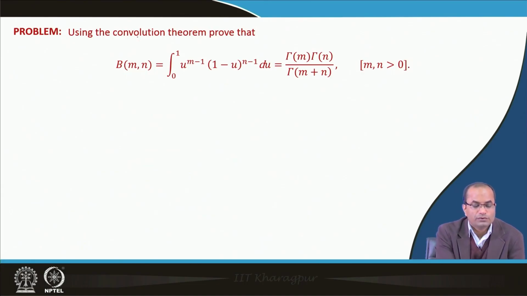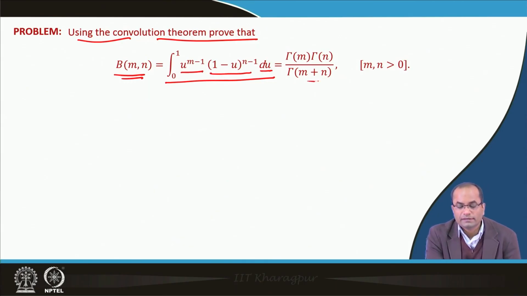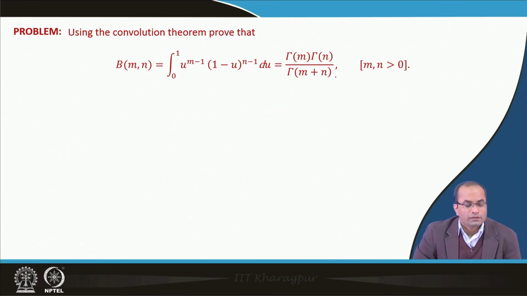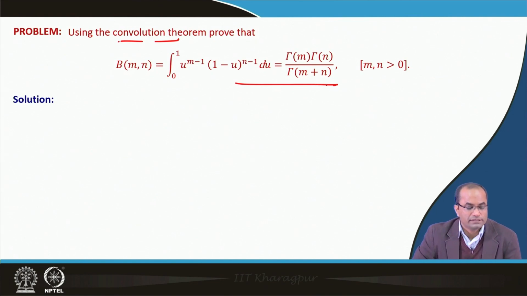So, using the convolution theorem, we will prove now that this beta function B(m,n), which is defined as the integral from 0 to 1 of u^(m-1) (1-u)^(n-1) du, is given as gamma m gamma n divided by gamma (m+n). This result we have already proved in integral calculus, and now we will see it is much easier using this convolution theorem and the Laplace transform of the beta function. We can get this relation easily.